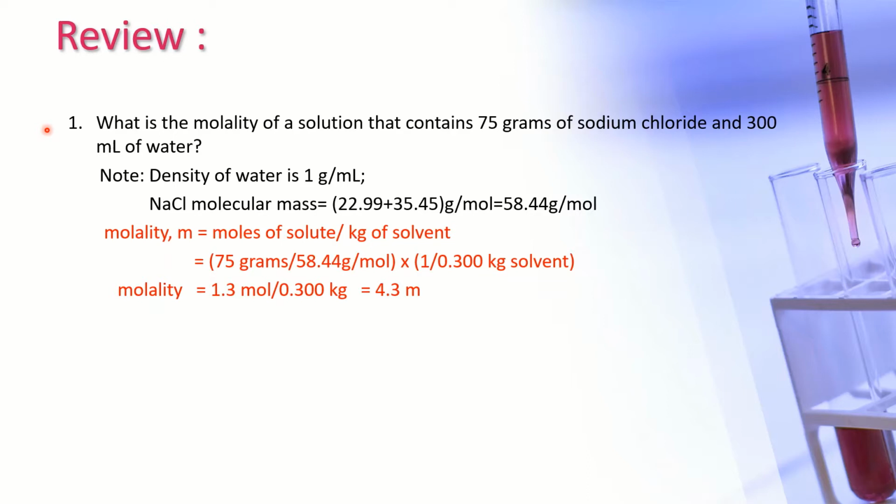What is the molality of a solution that contains 75 grams of sodium chloride and 300 ml of water? The density of water is 1 gram per ml, and the molecular mass of sodium chloride is 58.44 grams per mole. So the molality of the solution is equal to 75 grams over 58.44 grams per mole times 1 over 0.3 kilogram solvent. So the molality is equal to 4.3 m.